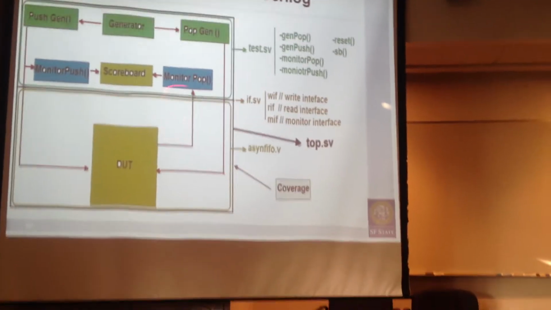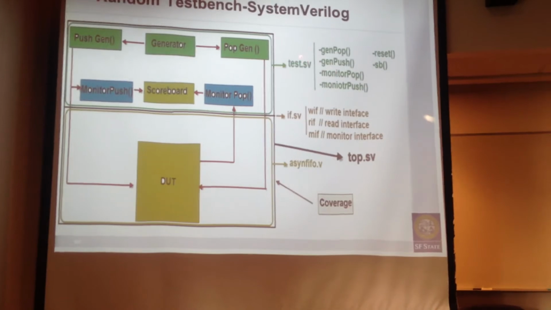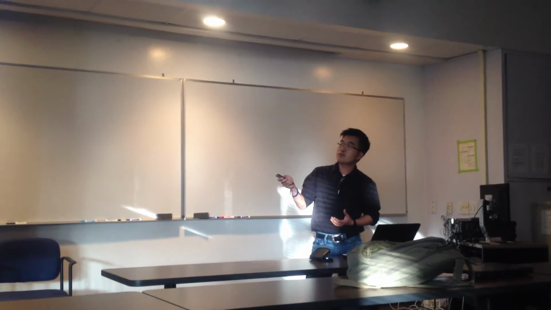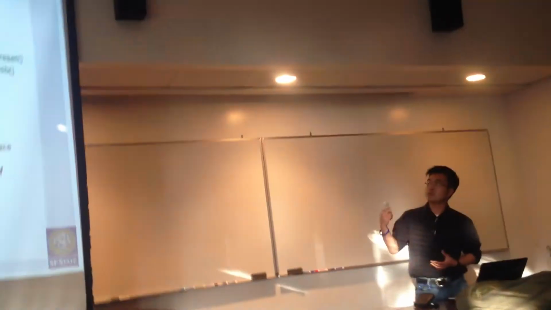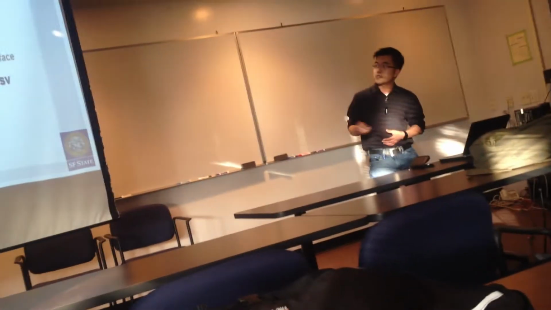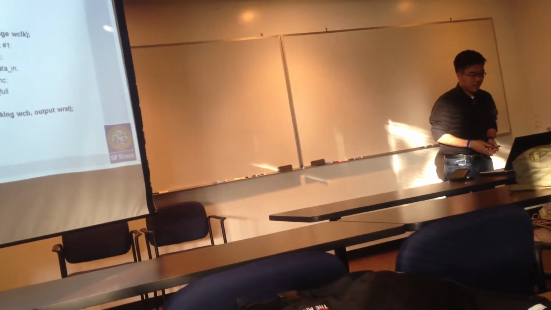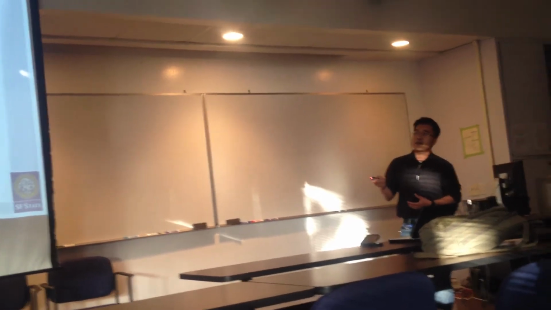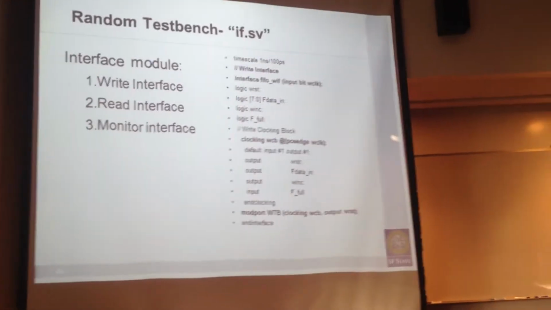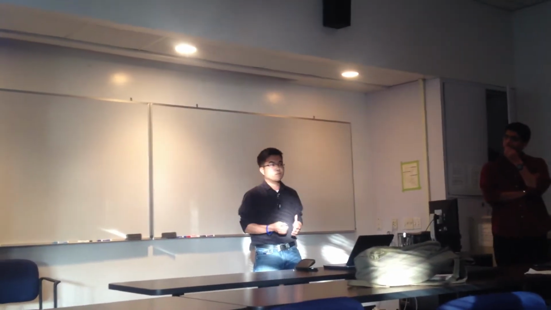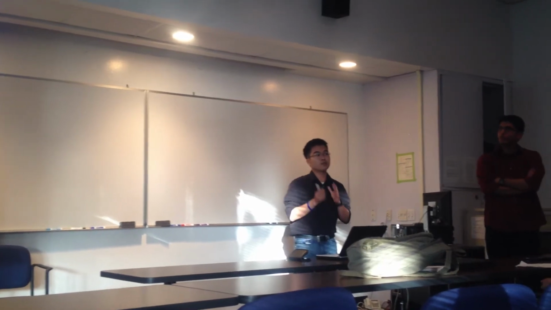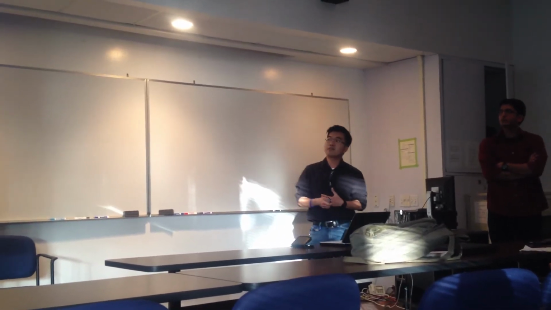In the testbed module, we have some subclasses and some tasks and functions. For example, genpush to generate the data input, and genpop to generate the read enable signal to take the data. The interface will be separated into 3 different interfaces. First, I would like to talk about the interface module. The interface module is separated into write interface, read interface, and monitor interface. Why divide into 3 modules? Because I would like the write and read to work on 2 different clock domains, so I have to separate into two different interfaces.